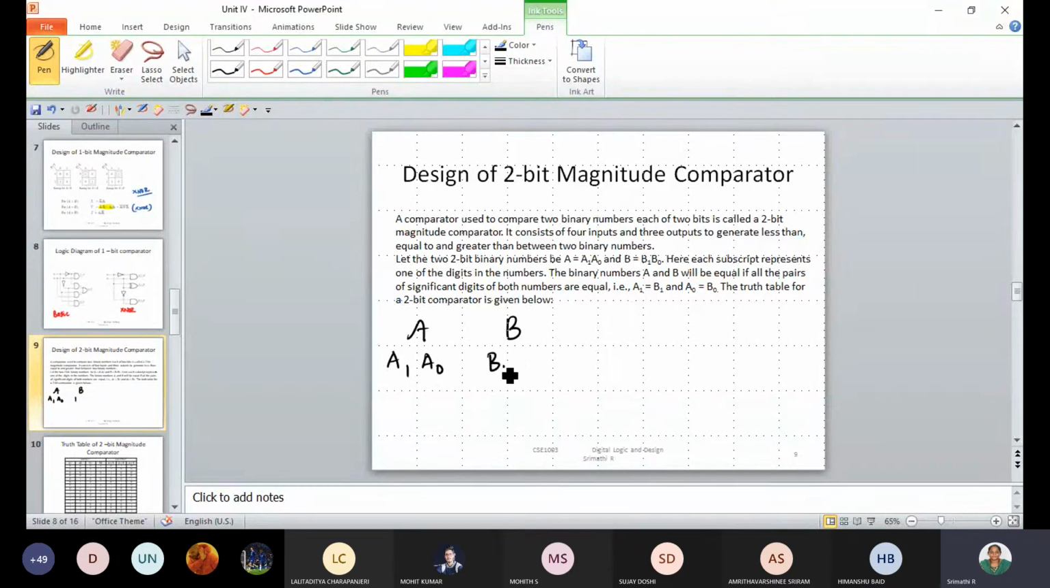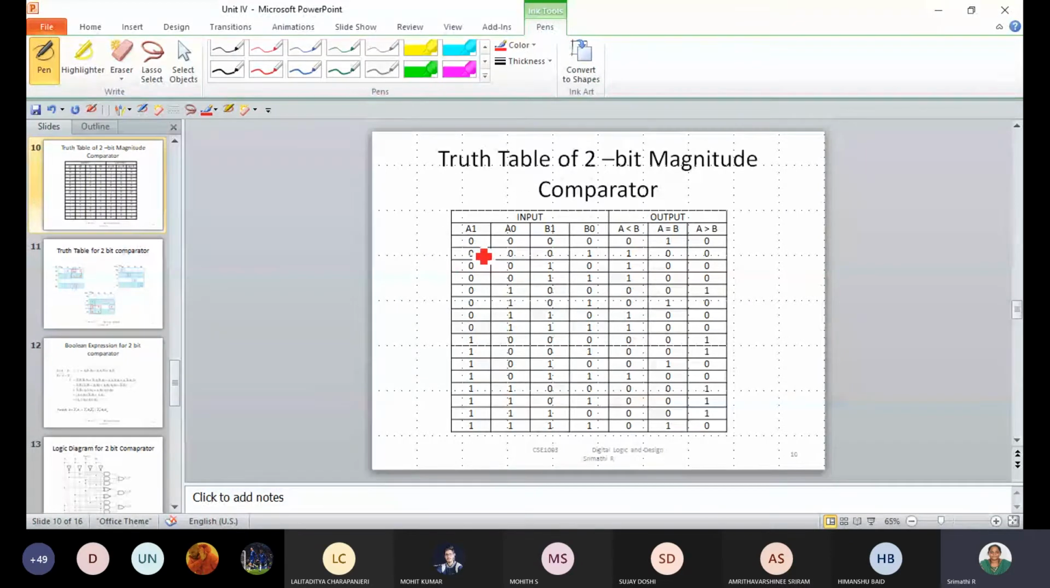First develop the truth table. It can take the 16 combinations, 4-bit input, from all 0 to all 1. Let us compare here. It is easy: first compare A1 and B1, then A0 and B0. Let me take, for example, A1 A0 as 1 0 and B1 B0 as 0 1.